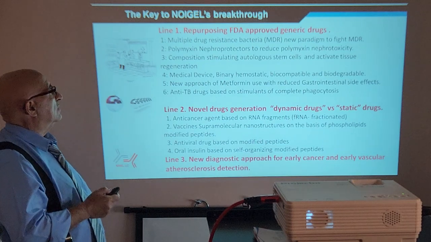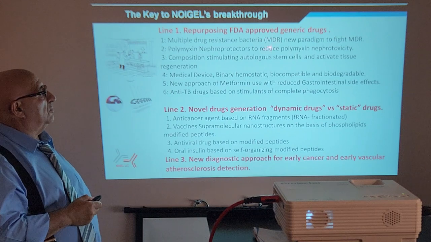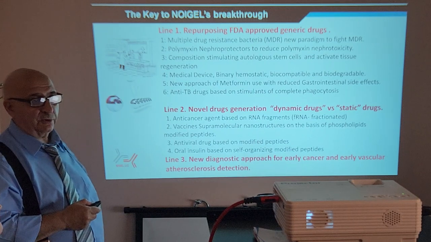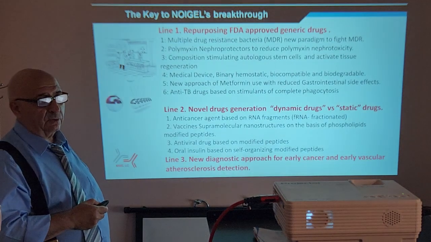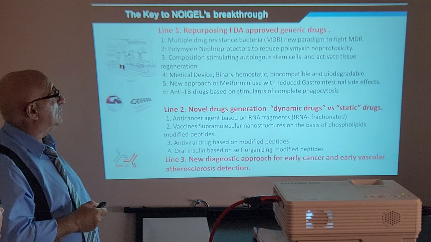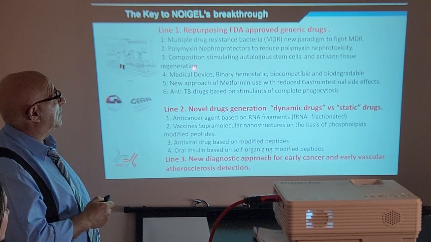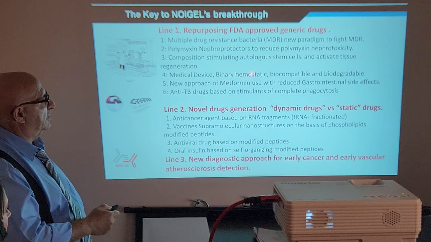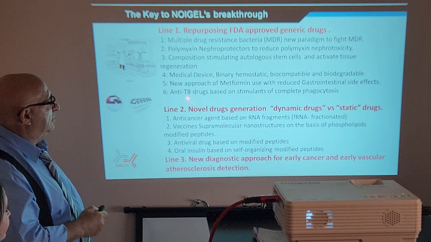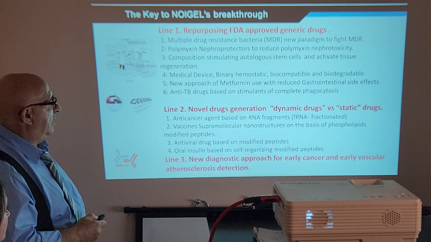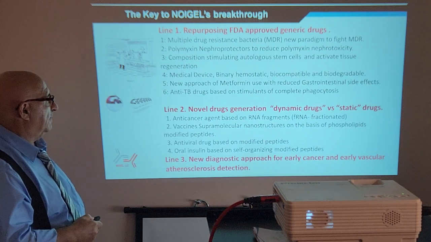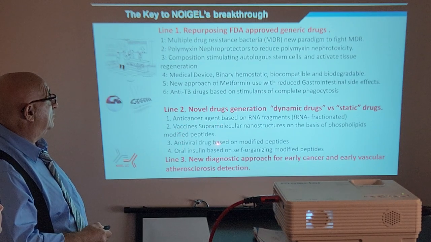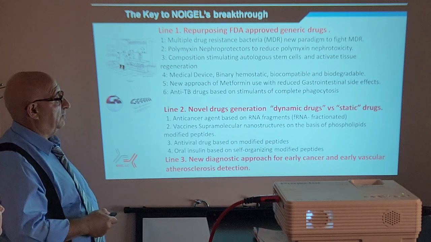What is the problem? This is no prosthetics anymore, this is medical drugs. You know bacteria are more and more drug resistant right now, and antibiotics do not work, unfortunately. Dosage is increasing, so it's sometimes more dangerous to a patient. What to do with this? Polymyxin effort protectors we have here, a composition for stem cells for this one. This is binary homeostatic gamma, we name it. A new approach to metformin, anti-TB right now. And dynamic drugs, which I will classify in a few directions: anti-cancer, vaccine, antiviral, and oral insulin. It's a little bit not updated information, we have moved far forward.